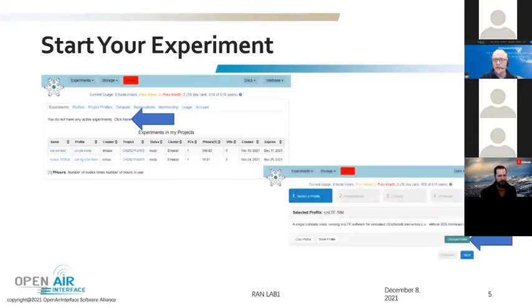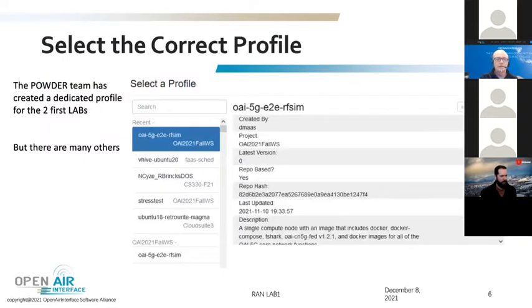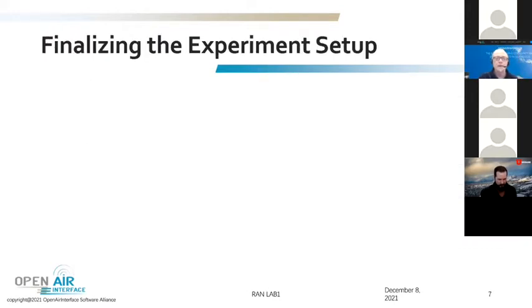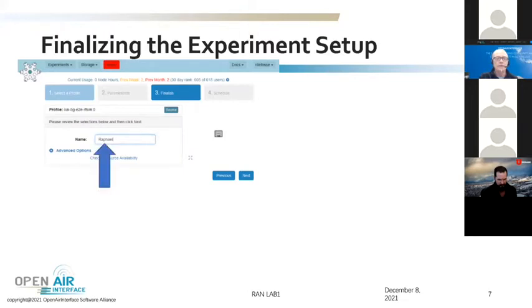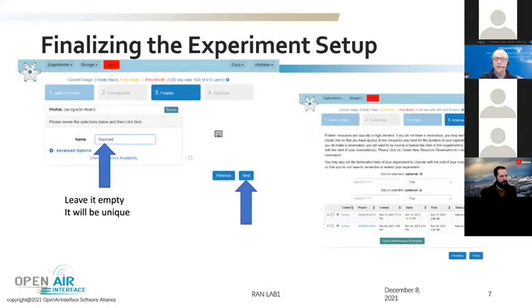You will have to select a profile. The Polar team created a dedicated profile for these two labs. There are many of them, and they will showcase them later on. So we have to select this OEI 5G E2E RF SIM. Then we have to finalize. I put a name on this one, but please leave it empty. It will be unique, don't worry. Then you click on the next button, and then the finish button.